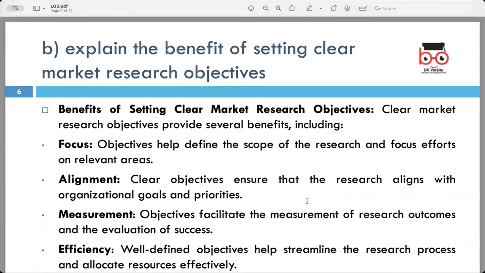Okay, next is to explain the benefit of setting clear market research objectives.